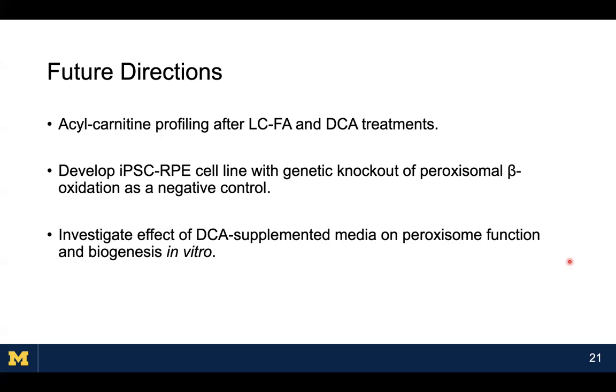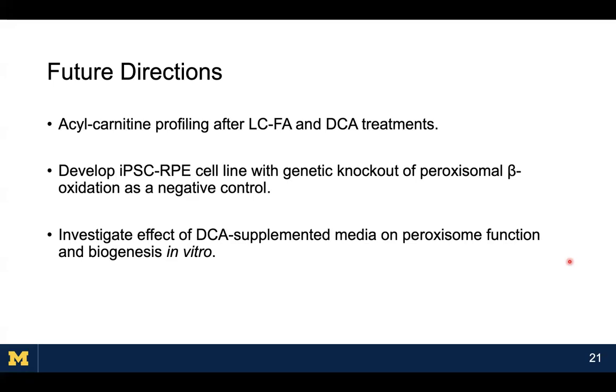We've also been working on developing that negative control for peroxisomal beta oxidation based on an iPSC line that our research faculty member Jatao has been differentiating to RPE. And we're going to be investigating the effects of dicarboxylic acid supplemented media on peroxisome function and biogenesis in vitro with our RPE cells and a liver cancer cell line as a physiologic control because peroxisomes are bigger in the liver.